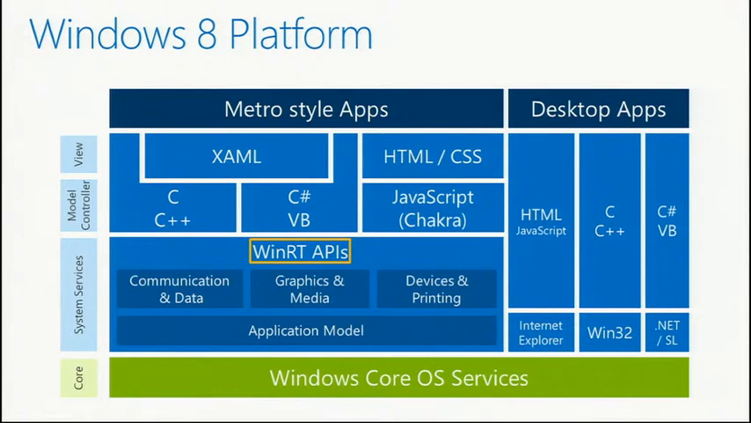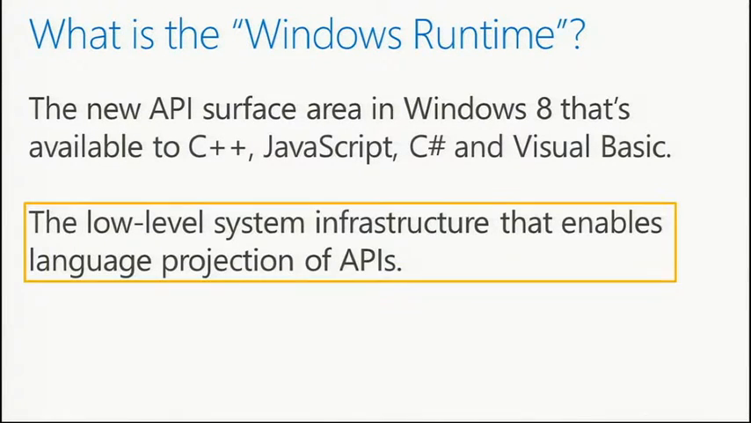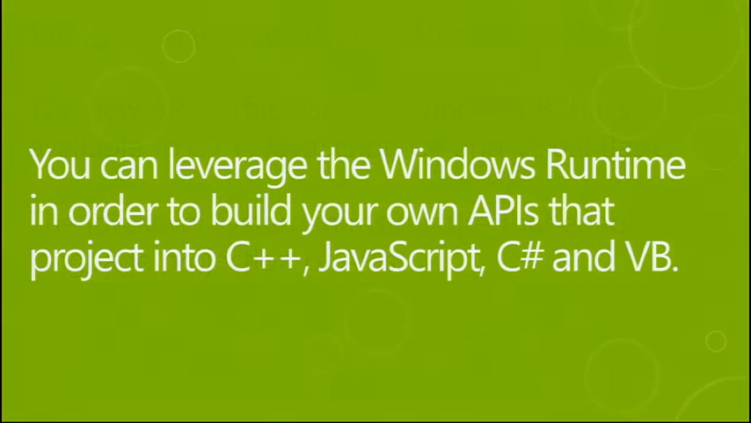And that's great. I love that definition of Windows Runtime, but it's not really relevant for what we're talking about here today in my presentation. Because as external developers, you don't get the ability to put APIs in the box. Only Windows gets to do that. So that comes to the other definition of Windows Runtime: the low-level system infrastructure that enables this language projection. And this is the definition that's relevant for my presentation today, because you, as an external developer, can leverage this API infrastructure. And you can build your own APIs that project into the various languages that Microsoft supports, C++, JavaScript, C#, and Visual Basic.